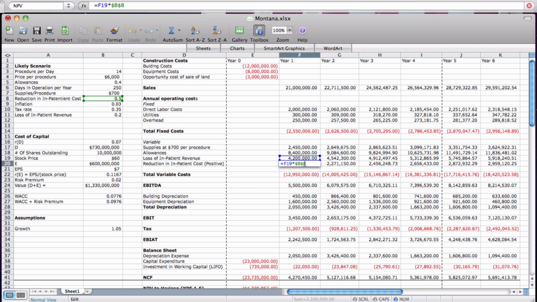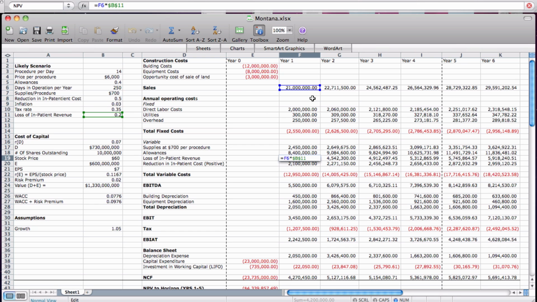But you can see the loss of inpatient revenue is 20% of sales, and our reduction in inpatient costs is 50% of the loss in inpatient revenues. And this, summed up, gives our total variable costs. And these are just adjusted for inflation and growth rate.